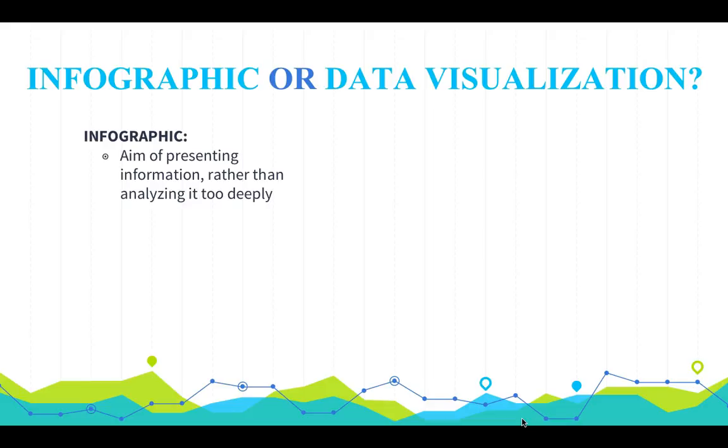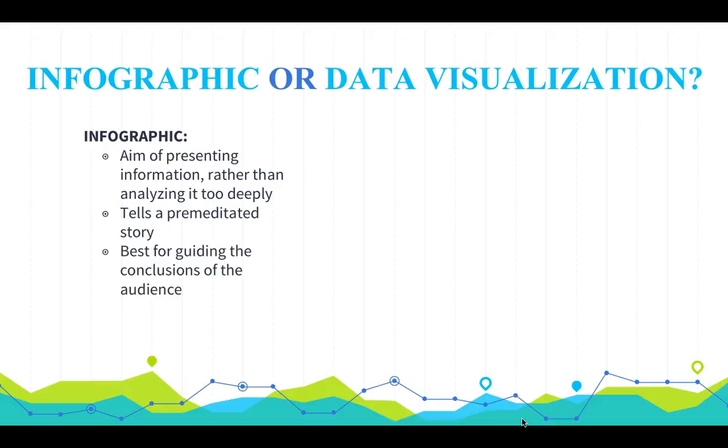An infographic typically has an objective. They want to present information. They don't really want to go too deeply into analyzing that information. There's definitely an agenda in an infographic. They're trying to sway you to a particular opinion. It's really best used when you want to guide the conclusion of your audience.